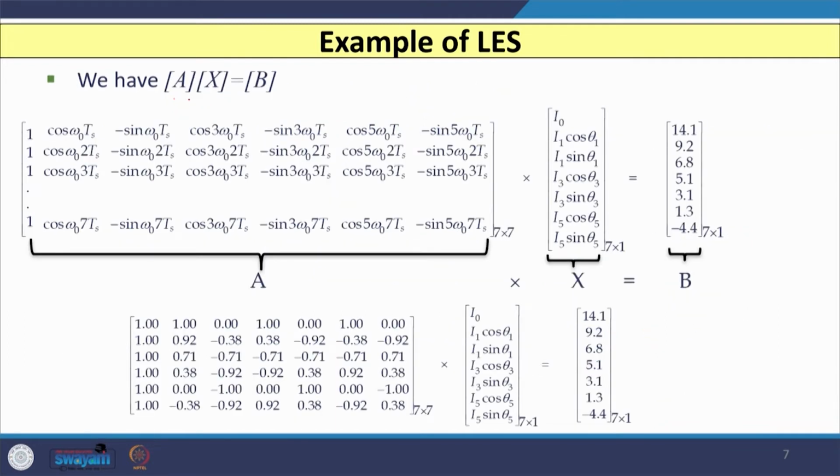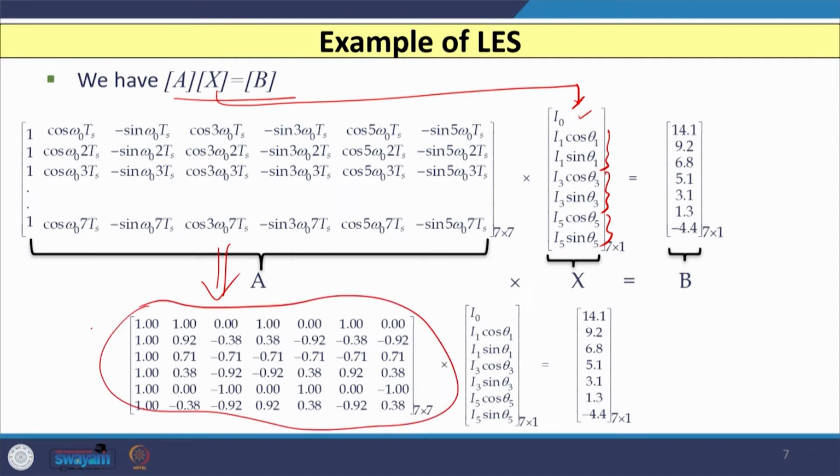Now, if I use this relation A x is equal to B, then our unknowns x, that is also 7, because it starts from the DC value, the fundamental term, third harmonic and fifth harmonic. So, when we use this A x is equal to B and when we want the value of x, then finally if I put the value of Ts and omega 0, you will have the matrix A that looks like this. You already have the matrix B. So, now you can easily calculate the matrix X.